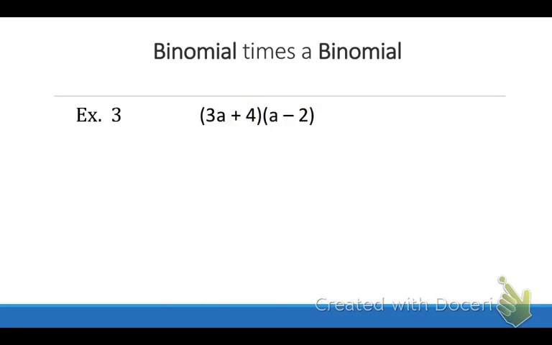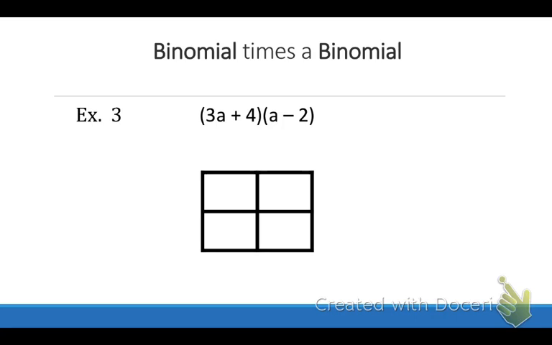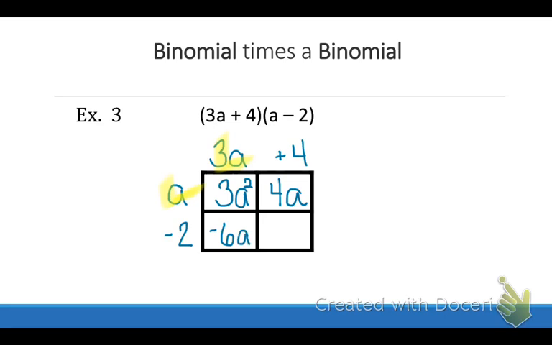Now, there is a second method that can be very helpful. It's using a box. In this one, 3a plus 4, you put both terms across the top, and then a minus 2, put a and negative 2 down the side. And then what you're doing is you're multiplying the 3a times a, which gives you 3a squared. Then you take a times 4, which would be positive 4a. Then you do the combination of negative 2 times 3a would be negative 6a, and negative 2 times 4 would be negative 8.